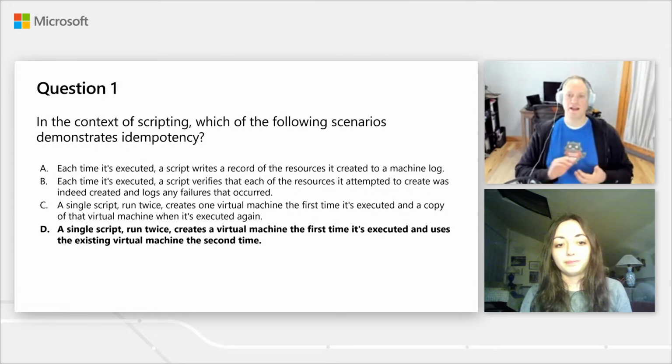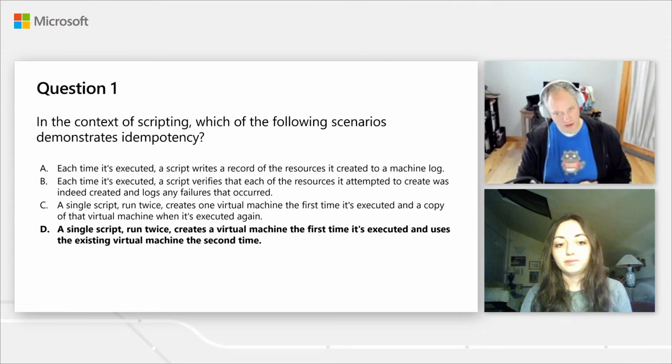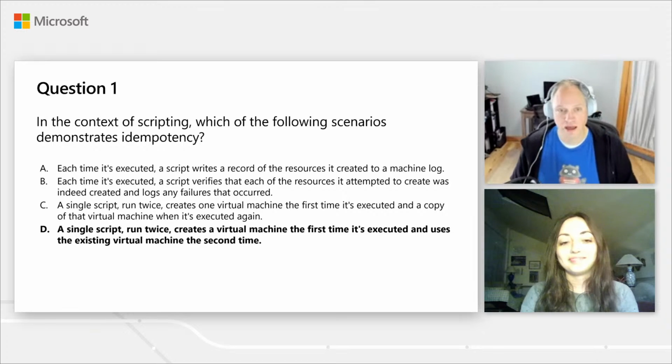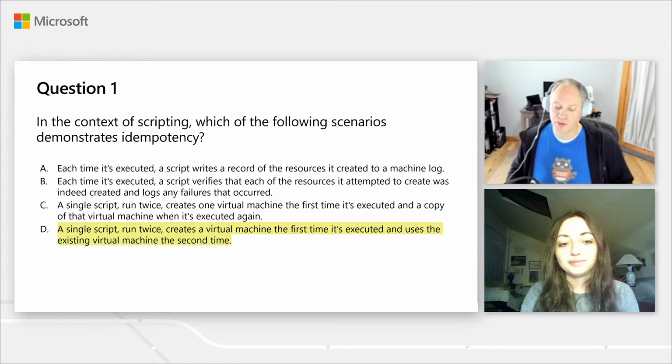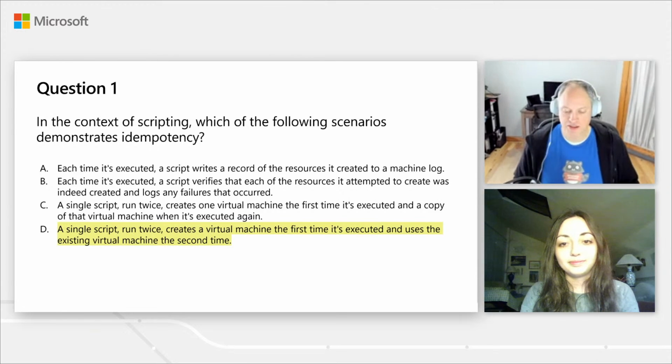Yep, and D is pulling away in the chat as well. So I think D is our correct answer. And yes, because idempotency means that we get the same result every time we run. If we run that script once or multiple times, we should get the same result. Because we didn't talk about switching out parameters or anything else, so we would expect that D is our answer.